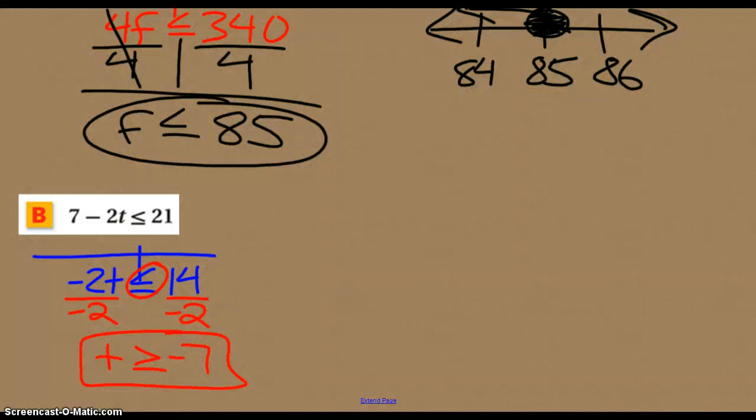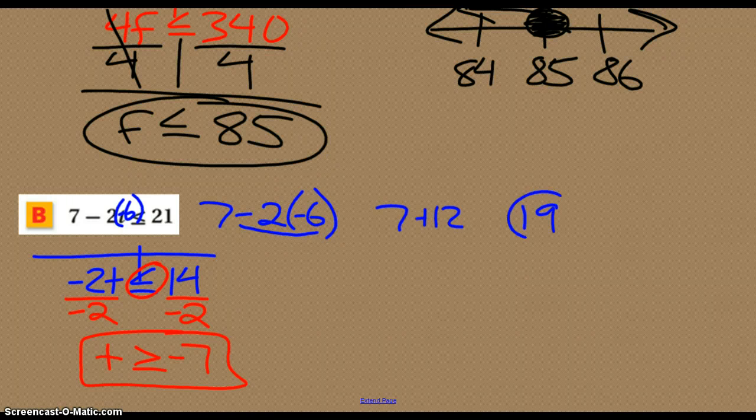For instance, any number greater than negative 7 should work. Let's just try negative 6 real quick. If I put negative 6 in for t, 7 minus 2 times negative 6, well, negative 2 times negative 6 is 12, so a positive 12, so we really have 7 plus 12, which is 19, and is 19 less than or equal to 21? Yes, so we know that we got that correct.